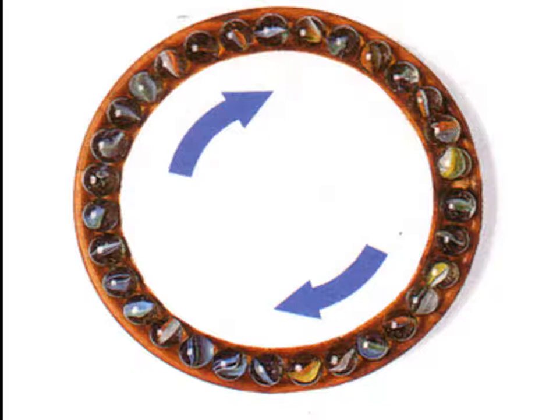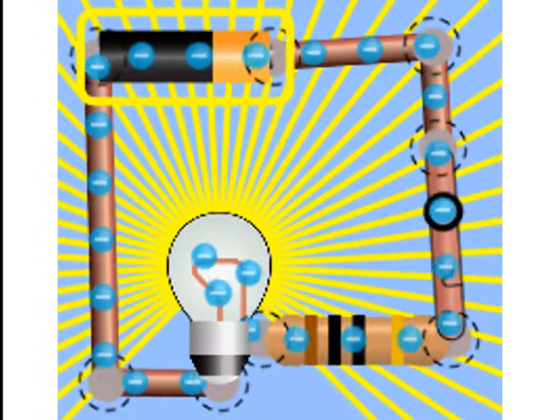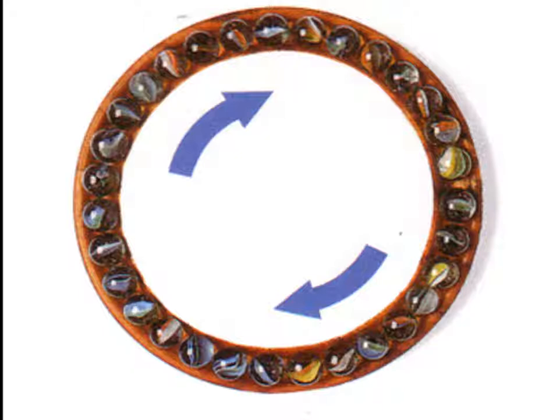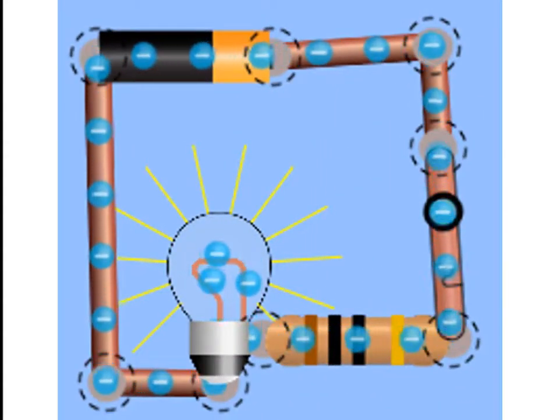We can cause these marbles to move around at a high rate by pushing hard. Then they move quickly. We could say that is like a high current strength. Or we could make them move at a low rate, perhaps by pushing only slightly. Then the marbles don't move very fast, and that's a bit like a low current strength.